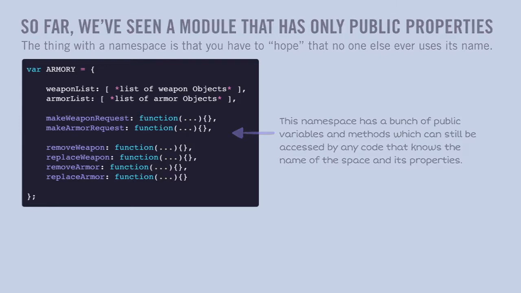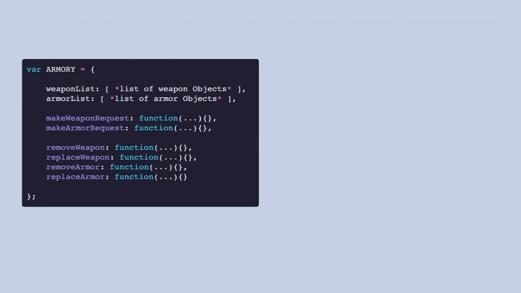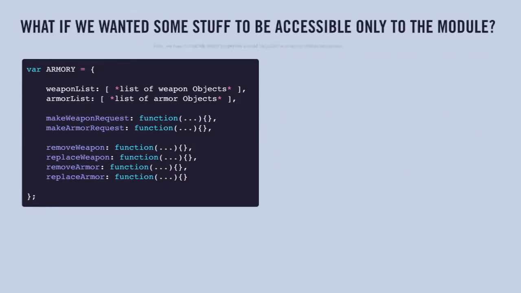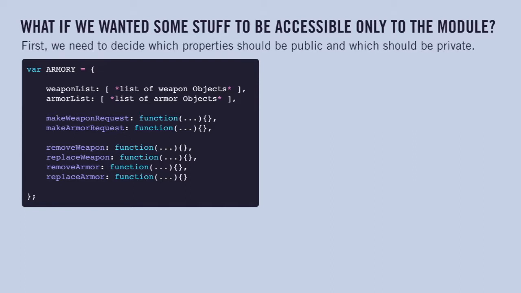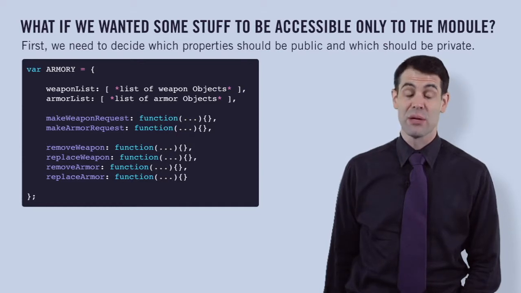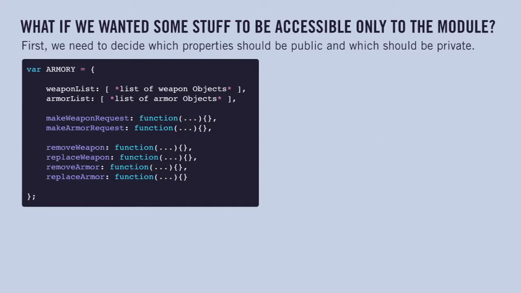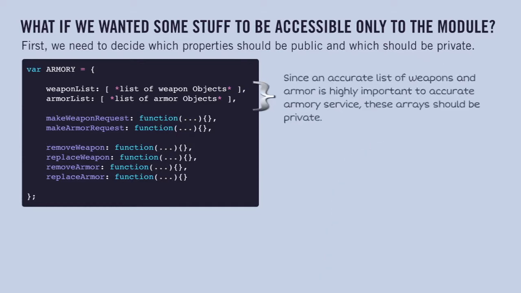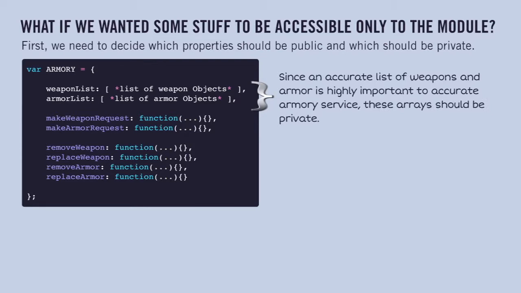What if we don't want that? What if we want some privacy to our data inside our namespace? First, we need to decide which properties should be public and which we don't want anybody to see and should be private. So taking a look at these, we've got a weapon list and an armor list. And since an accurate list of weapons and armor is really, really important, right? To accurate armory service, I mean, when you run your armory, I'm sure that that's what you need. These arrays should be very private.